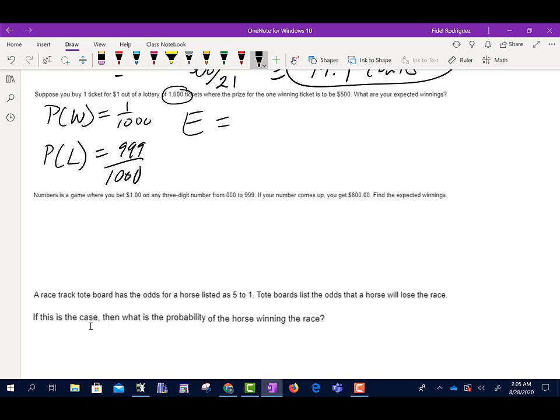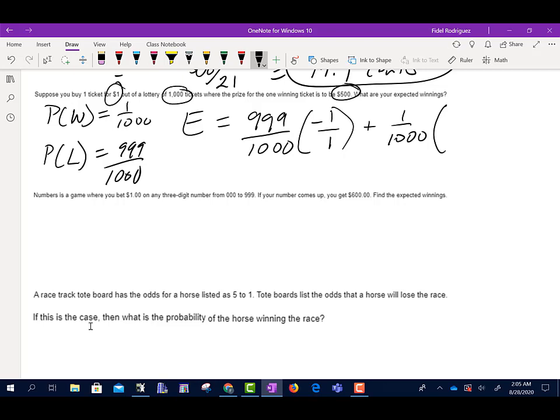If I'm going to lose, it's going to be 999 out of 1,000. And how much money am I going to lose? I'm really going to lose $1. I'm going to think of that as negative 1 over 1, okay? Now, the probability I'm going to win is 1 out of 1,000, and my winning prize would be 500. But I want you to think about it. I had to spend $1, right? So that's why if I lost, I would lose my $1. But if I win, they give me $500, but I don't really get a profit of 500 because I had to spend that $1 to begin with, right? So my profit would really be $499 over 1, okay?